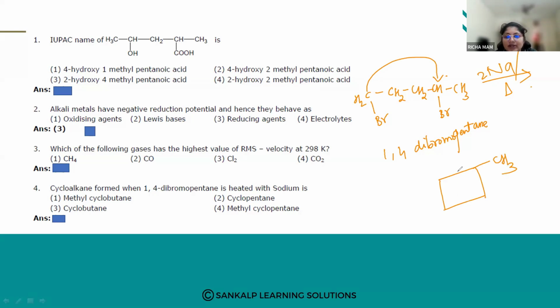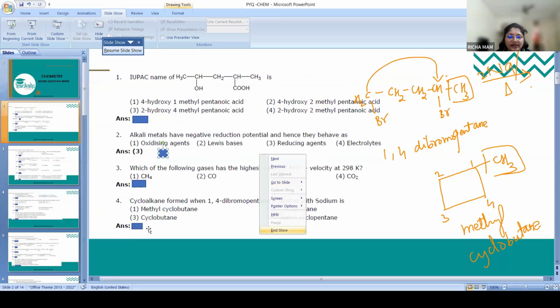So what is the name of the cycloalkane? 1, 2, 3, and 4. A substituent is there, that is methyl, and the ring of 4 carbons means cyclobutane. So the cycloalkane formed when 1,4-dibromopentane is heated with sodium is methyl cyclobutane. Whoever has answered as 1 is correct.